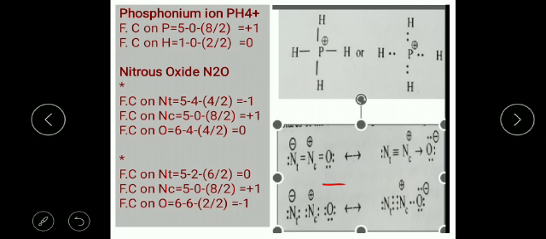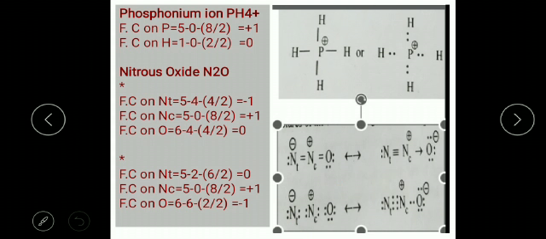N2O structure. So the formal charge on Nt is 5 as valency is 5, minus 4 as 2 lone pairs are there, minus 4 as these bond pairs are there, divided by 2. So the answer is 5 minus 4 minus 2 gives minus 1.